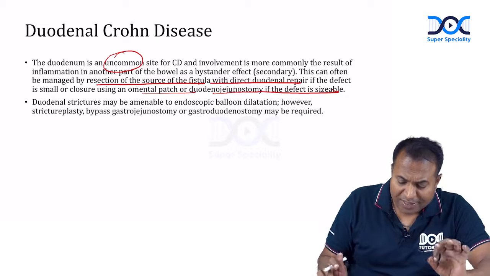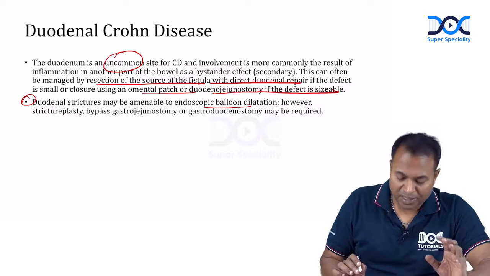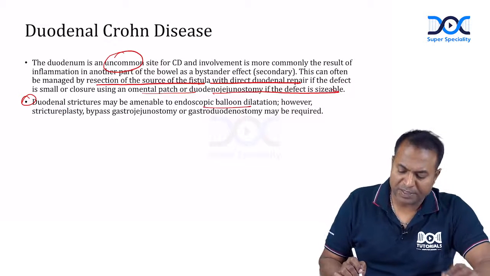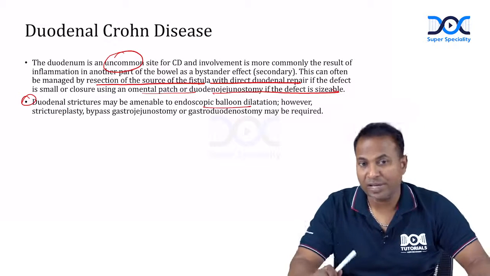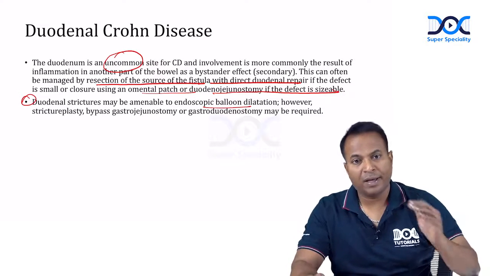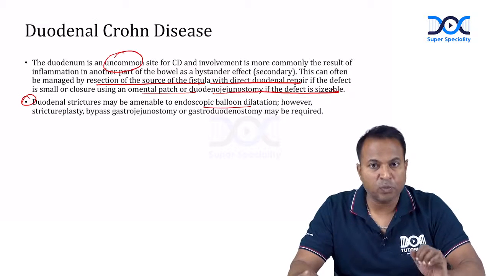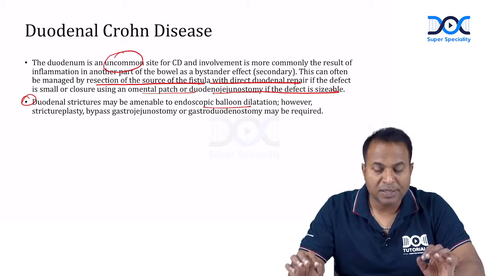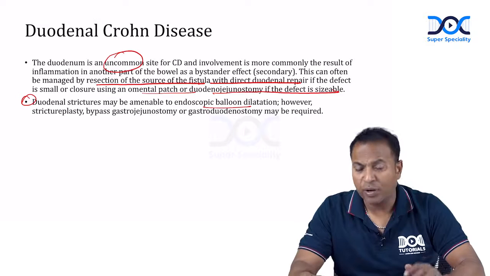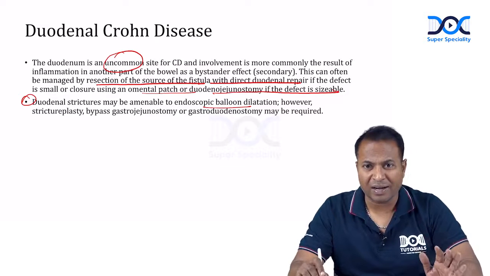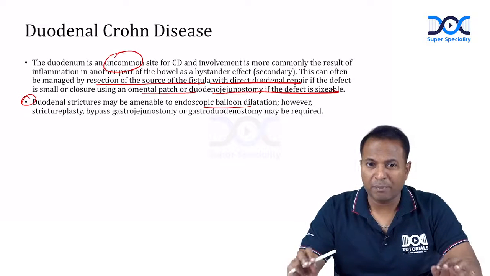Duodenal strictures as such may be amenable to endoscopic balloon dilatation. However, strictureplasty, bypass (GJ) or gastroduodenostomy also may be required in selected cases. It may not always be possible to do this type of procedure. So, anyhow, duodenal Crohn's disease as such is very rare. We don't go and resect the duodenum. Please remember, we only do strictureplasty or a bypass.